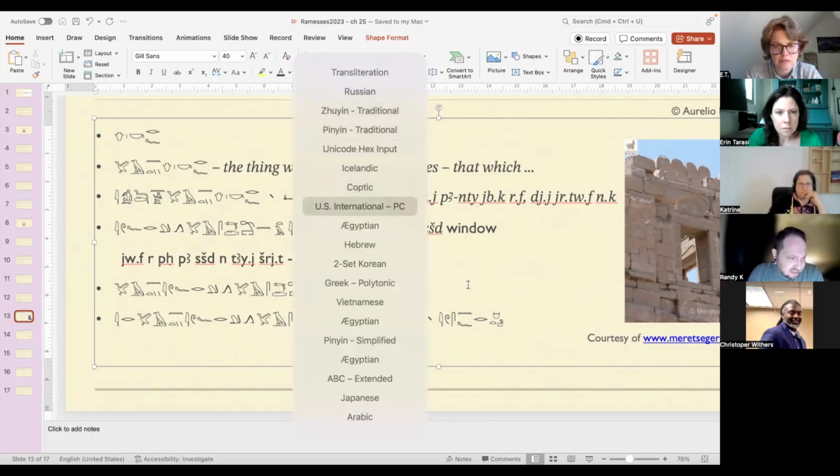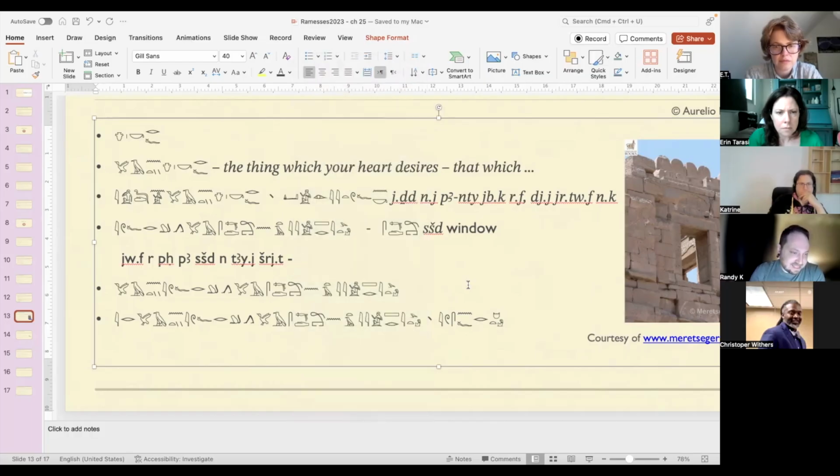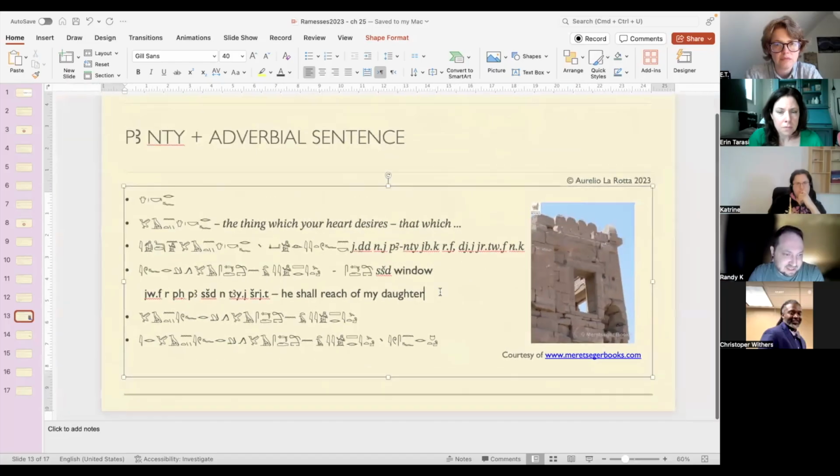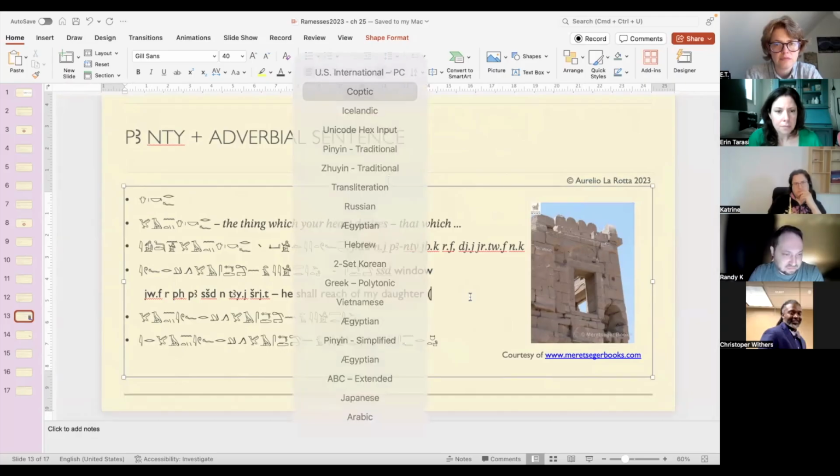I've missed so many of these Zooms, so I don't know if this is prospective or circumstantial, or second tense. So it's something like he shall reach the window of my, is it daughter or girl? Even in this stage of English, you have it completely correct. And yes, it is a future three.